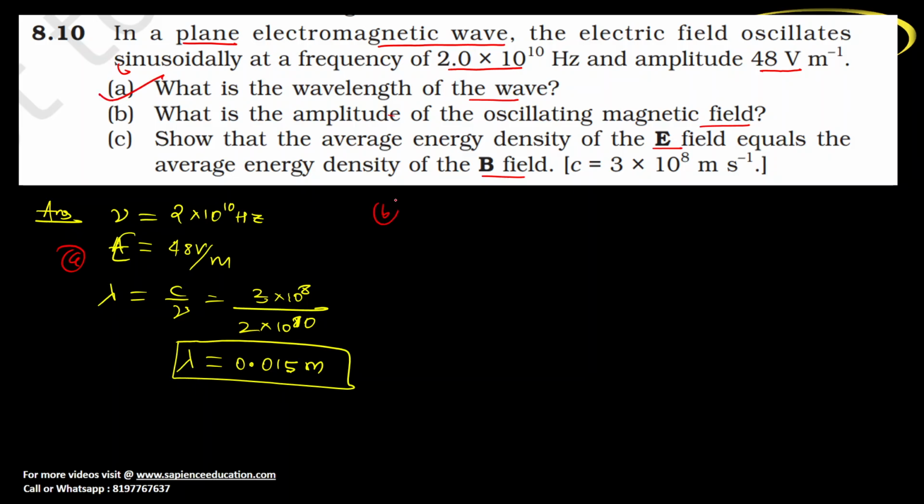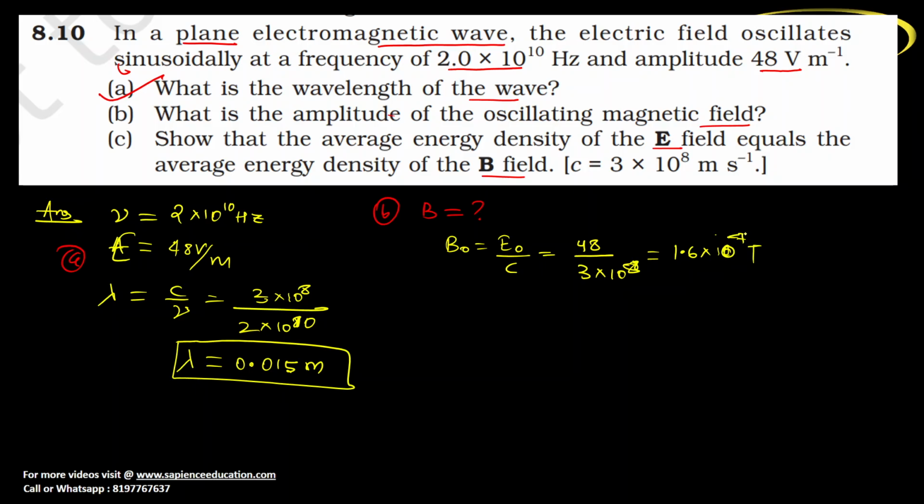Now we will go for the B part. What is the amplitude of the oscillation of the magnetic field? So they are asking for B. We know the easy formula: B naught is equal to E naught divided by c. E naught we already know is 48, and c is 3 into 10 to the power 8. So this will be approximately 1.6 into 10 to the power minus 7 Tesla.